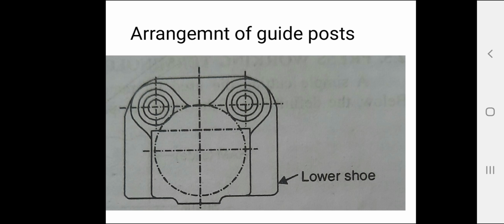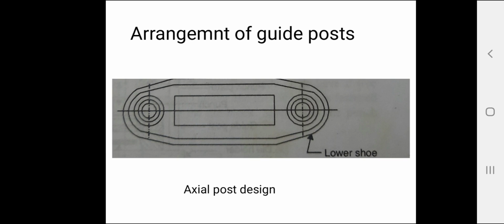The next type of arrangement of guide post is axial post, or sometimes center post. In this design, two guide posts are positioned along the transverse central line of the die set. This figure shows this design is suitable when the load is too heavy and the strip feeding is from the front. So this design prevents end feeding.